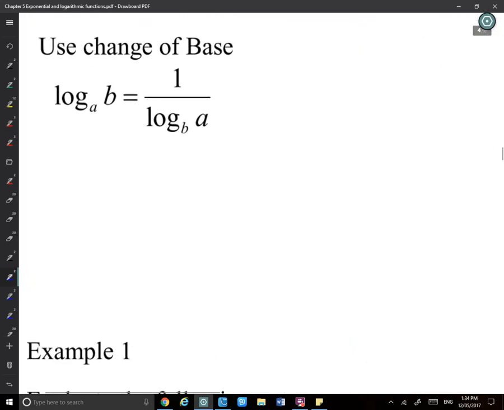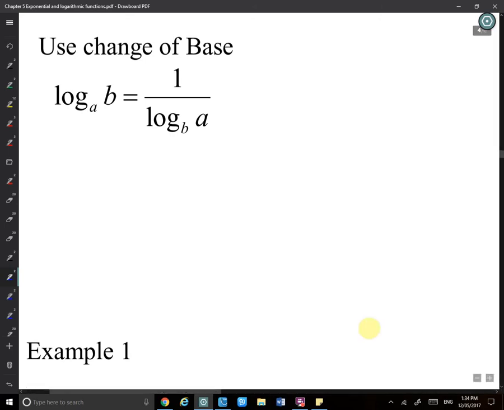Use change of base to prove that log_a b equals 1 over log_b a. Okay, I want to prove that log_a b equals 1 over log_b a. Let's say the left hand side equals log_a b.